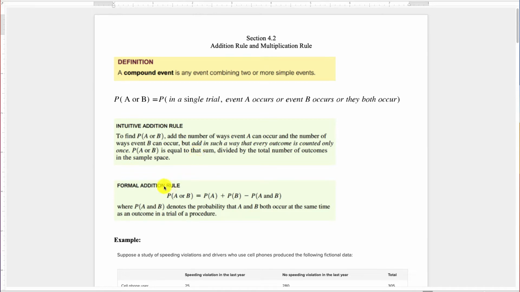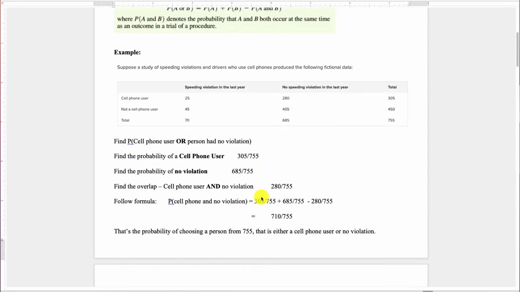A and B. So the formal rule for this is, if you have a probability of A or B happening, find all the ways that A happens, the probability, plus all the probability that B happens, and then subtract out the probability that both A and B are happening at the same time. Let's look at an example.